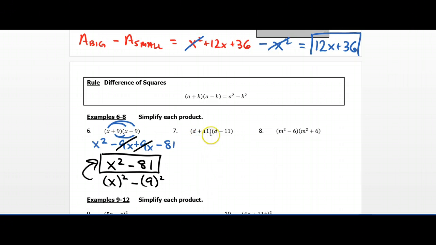We have d plus 11 times the quantity d minus 11. This is a difference of squares problem because both binomials are the same with the exception of that middle sign. So if I take my first term, d squared, subtract my second term, 11 squared, I end up with d squared minus 121.